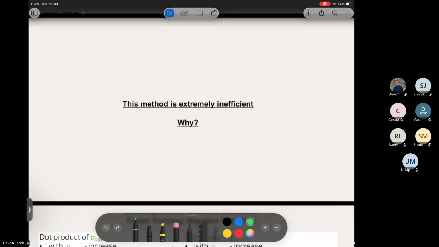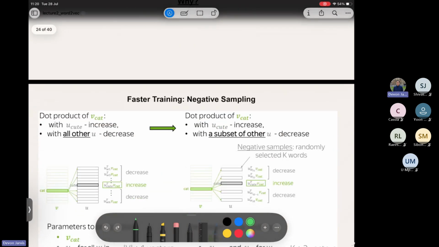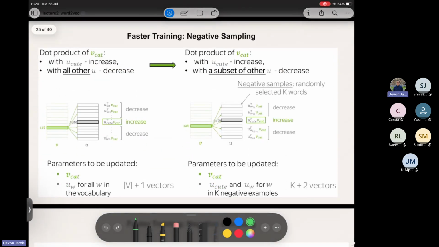Okay, so why is this extremely inefficient? Well, you guys have preempted it. You have to sum over your entire vocabulary every single time, right? So you don't want to have to do this because now you have to go through the dictionary plus one vectors, right? This is still Word2Vec. Okay.